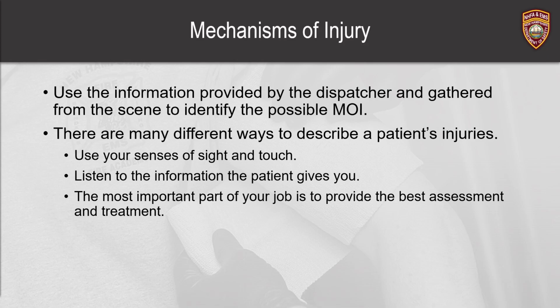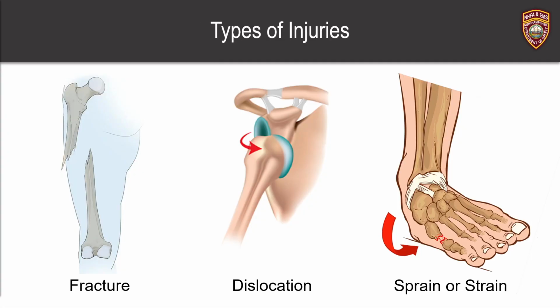So you know that you have a shoulder joint, an elbow joint, and a wrist joint. And if they have any more bends in their arm besides those three, you can be reasonably sure that they have a fracture somewhere in their arm, right? So we can use our good common sense to figure out what's going on. The most important part of your job is to provide the best assessment possible and then treat whatever you think is going on appropriately. All right.